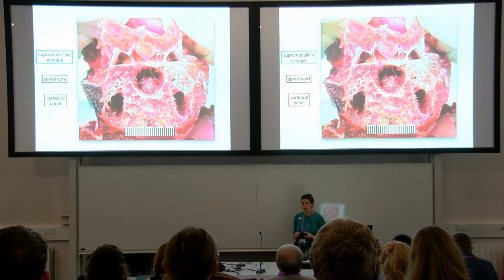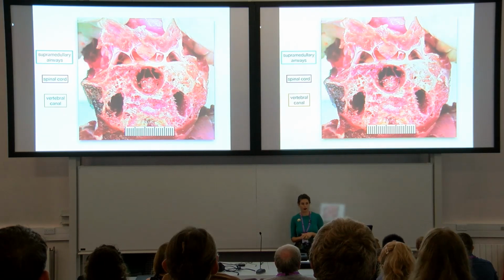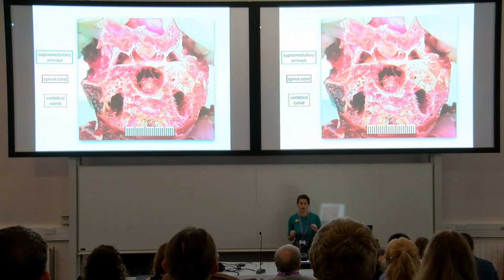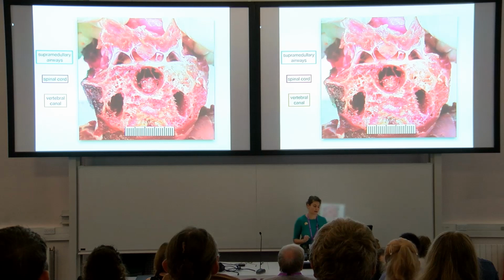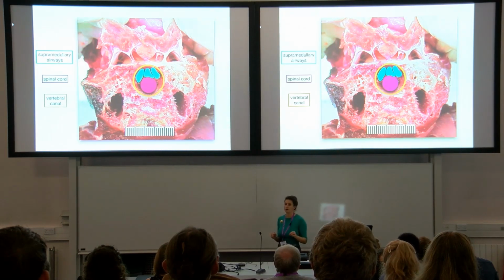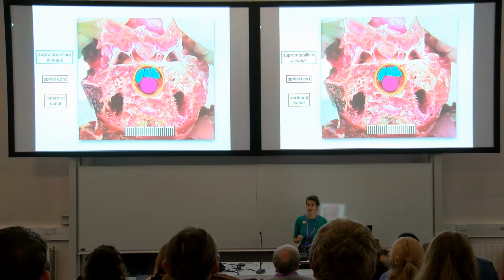At this time, I'd like to introduce a color scheme I'll be using throughout the talk to help your eye quickly be able to see the structures that I'm discussing. So the vertebral canal will always be in yellow, the spinal cord will be in magenta, and the supramedullary airways themselves will be in teal.